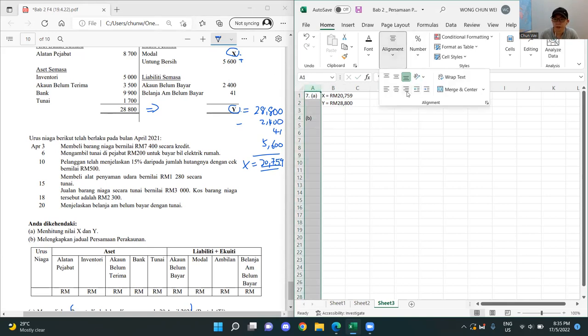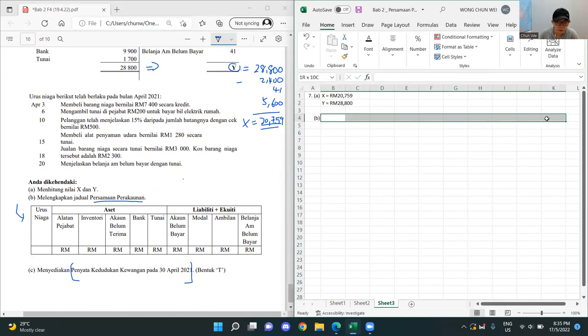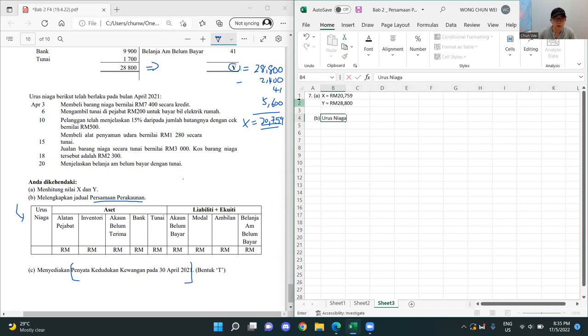Okay. This B is we have to do this jadual persamaan perakaunan, and the question really prepared this table for us. So when the table is really prepared for us, we can straight away copy it on your text pad, all right? And then you start off with all this stuff, all right? So you just copy and paste. So urus niaga, plus two, you got alatan pejabat, factory, account, account ABT. So quickly, copy it on your paper, on your notebook.